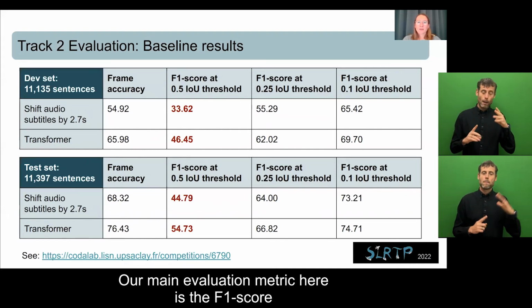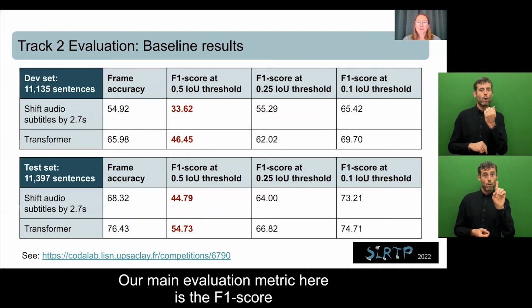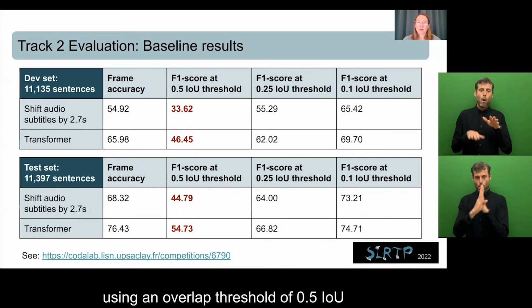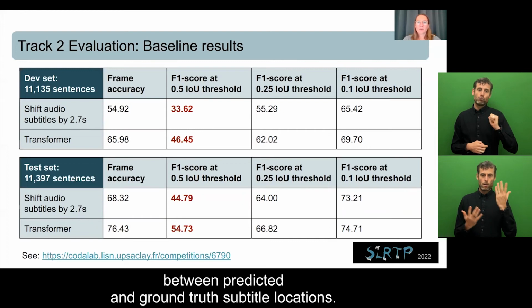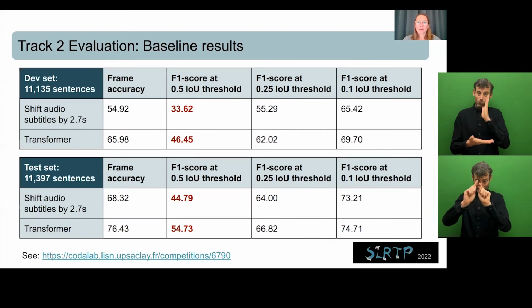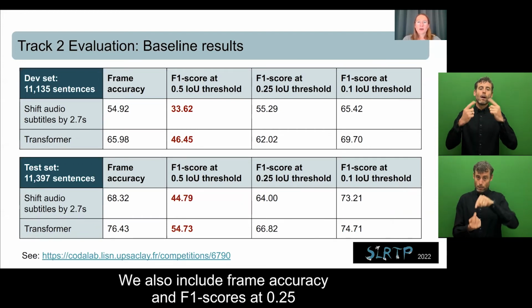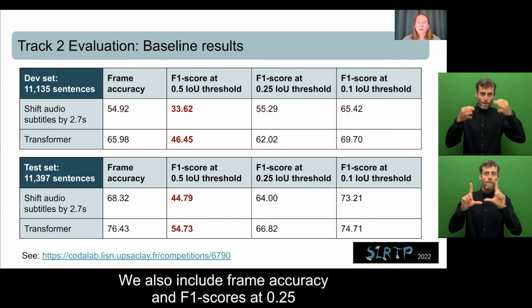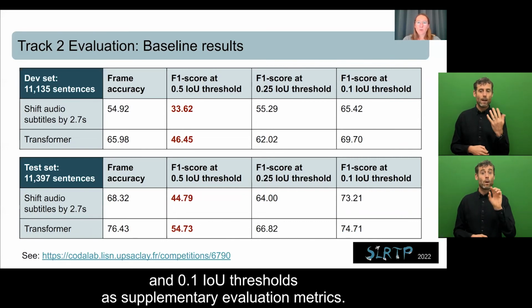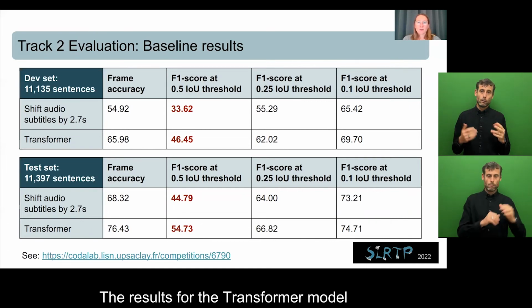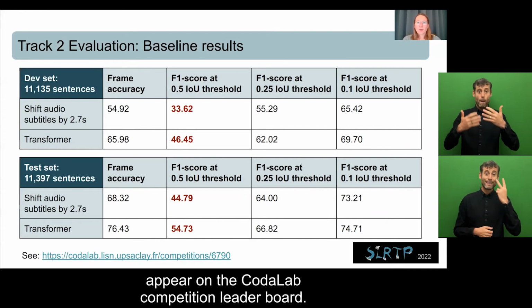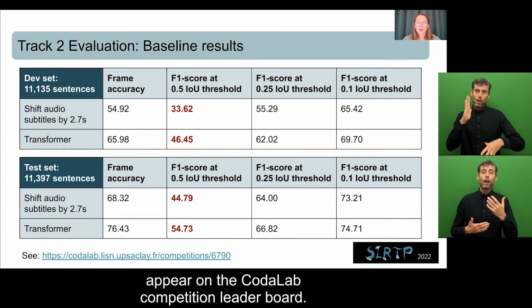Our main evaluation metric here is the F1 score using an overlap threshold of 0.5 IOU between predicted and ground truth subtitle locations. We also include frame accuracy and F1 scores at 0.25 and 0.1 IOU thresholds as supplementary evaluation metrics. The results for the transformer model appear on the CodaLab competition leaderboard.